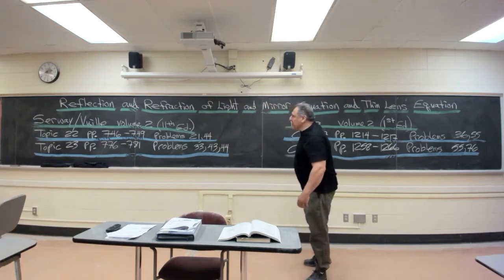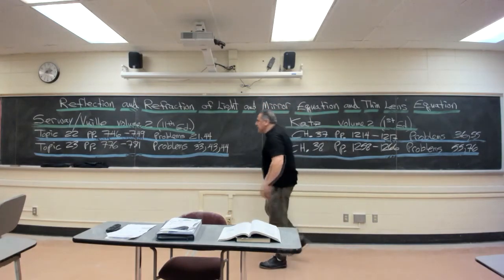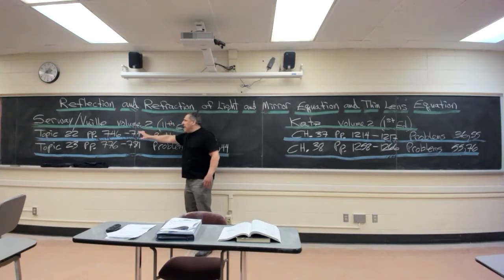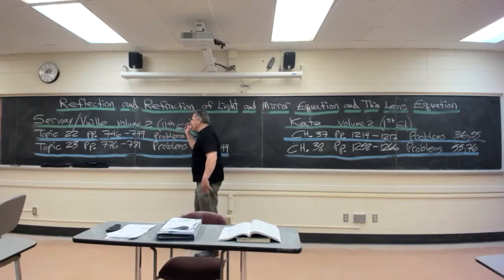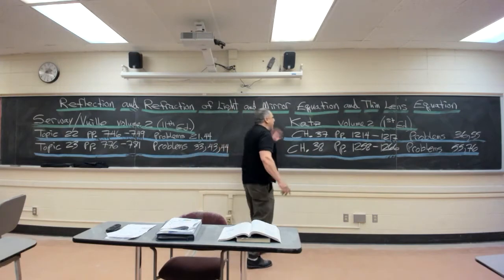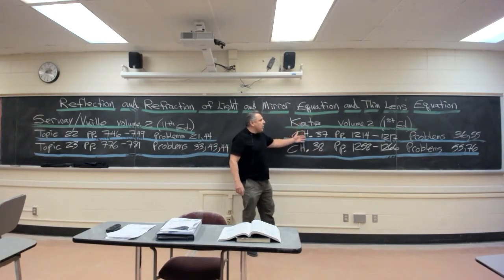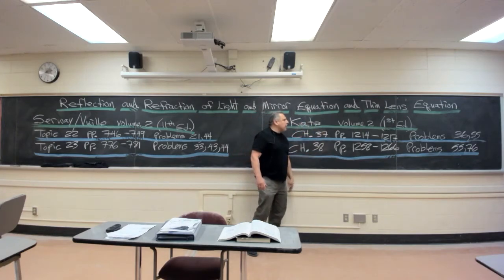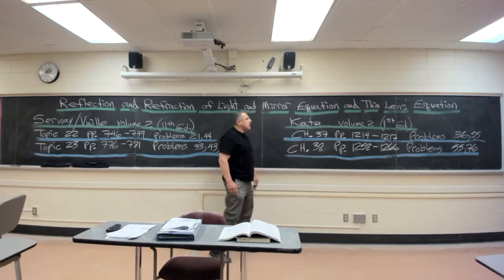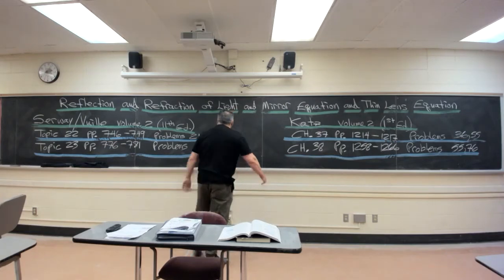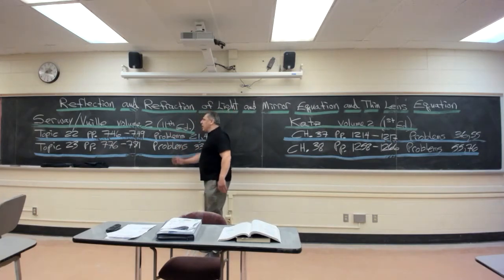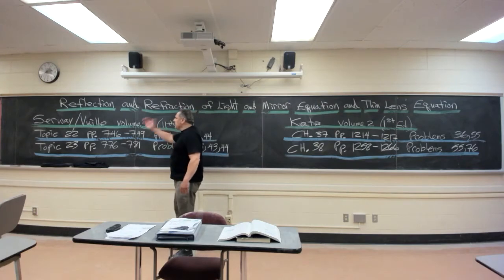So pertaining to the classes I teach, if it's a non-calculus-based physics, we're using the Serway and Vuille book, Volume 2, 11th edition. And for the calculus-based, we're using the Katz book, Volume 2, 1st edition, for calculus-based physics, mechanics, and electricity and magnetism. And for non-calculus-based physics, we are using the Serway and Vuille book, Volume 2, 11th edition.